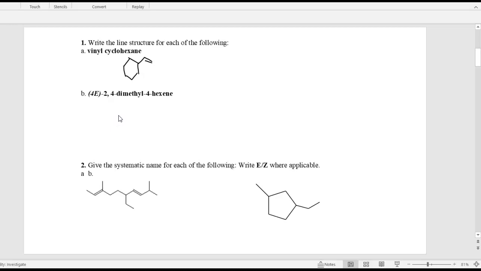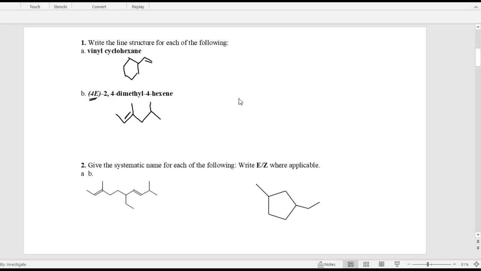4E-2,4-dimethyl-4-hexene. So first of all, you draw the 2,4-dimethyl-4-hexene. So 1, 2, 3, 4, 5, 6, and then at the second position and at the fourth position we have dimethyl, and at the fourth position we have a double bond, and then it's telling us it should be E. The designation should be E.